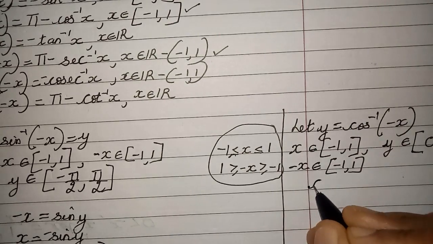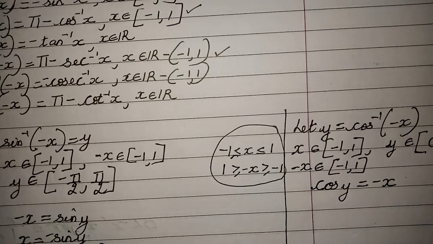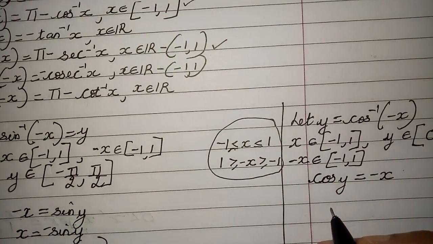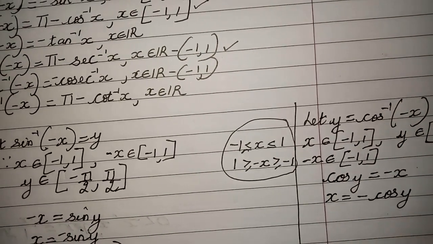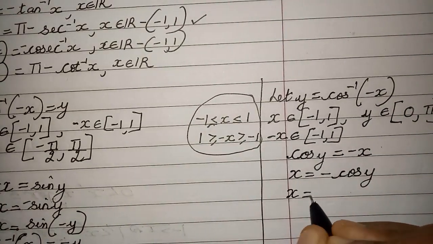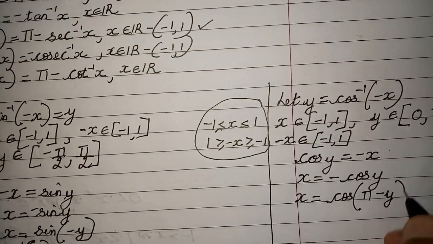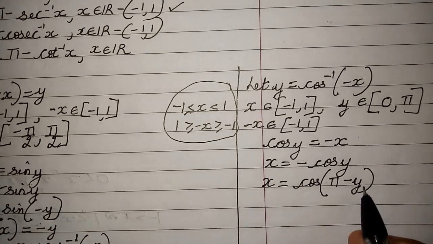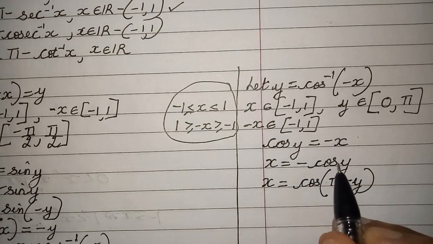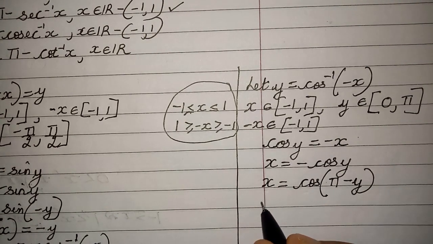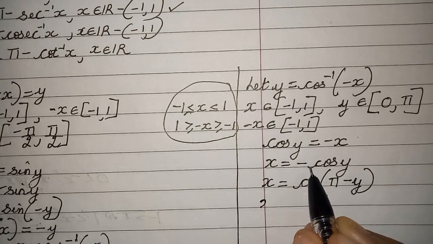So now what I will get, children, is cos y equal to minus x. Is that clear? So x will be the same as minus cos y. But I know that cos of pi minus theta is minus cos theta. Yesterday we did one problem like this, right? Cos of pi minus y is minus cos y. So what will happen? Your cos of pi minus y, here I have substituted this.